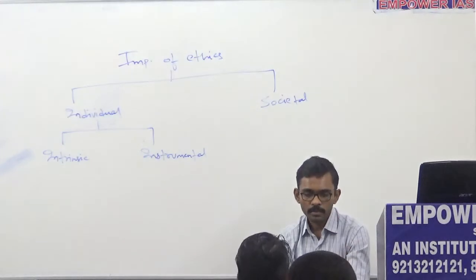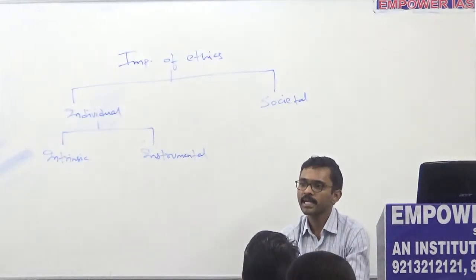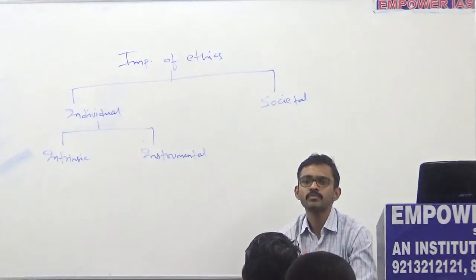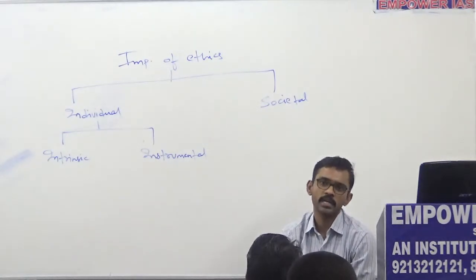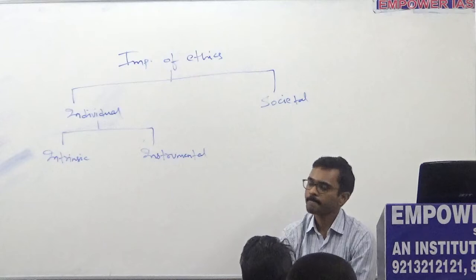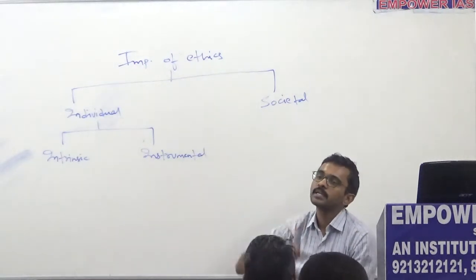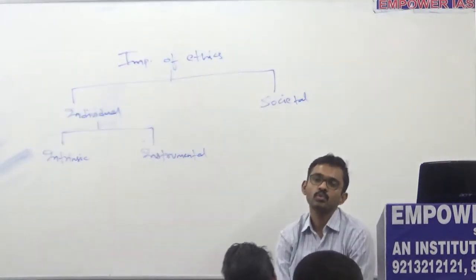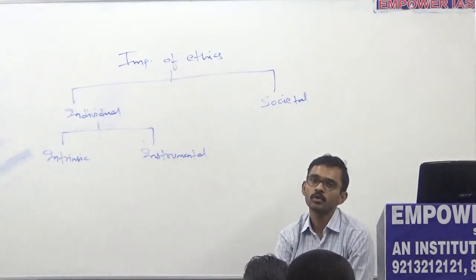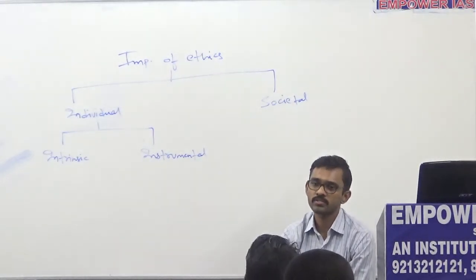You might not be able to remember each and every word of the quote. It's quite a long quote, but if you are able to convey the essence of the quote, that is more than enough. So this is the intrinsic importance: ethics is needed at an individual level to lead a fulfilling life, to lead a good life, to lead a virtuous life, to achieve self-realization and self-actualization.